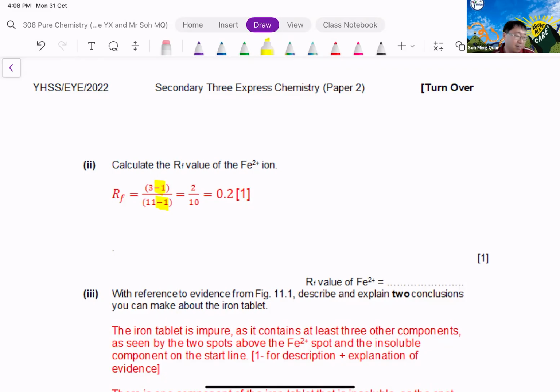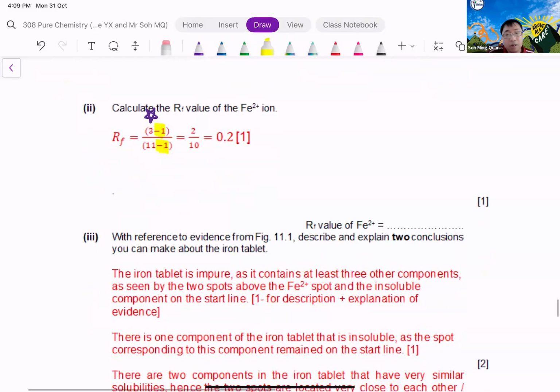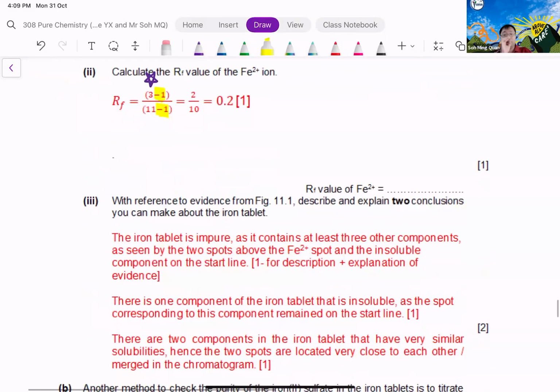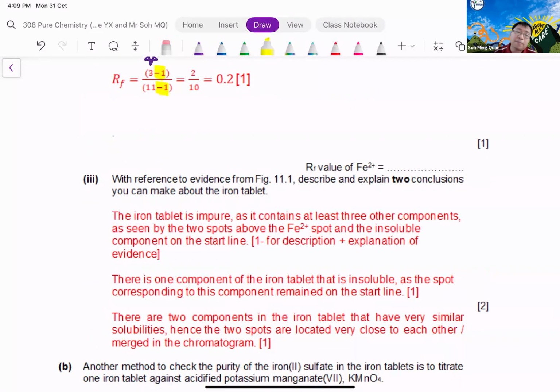Common trick. In WA1, you got tricked once already. At the end of your exam, you get tricked another time. Hopefully, this will be the last time you get tricked like this. Now, however, it is not this question that's the hardest. Part 3 is the hardest. Why? Because many of you could give conclusions, but you couldn't describe and explain evidence.